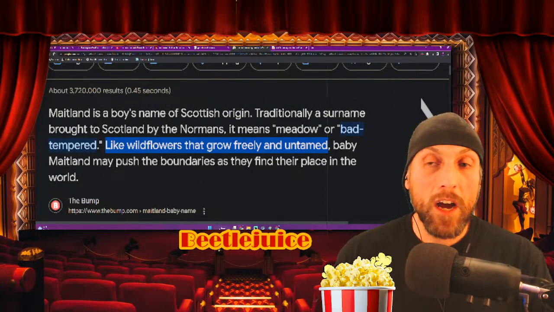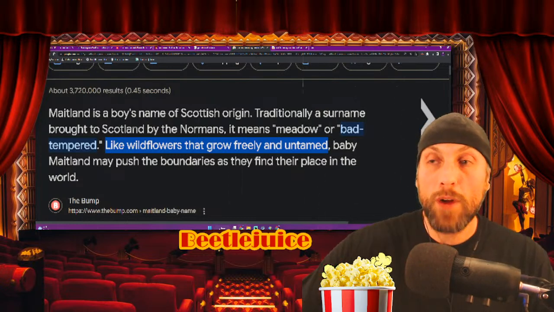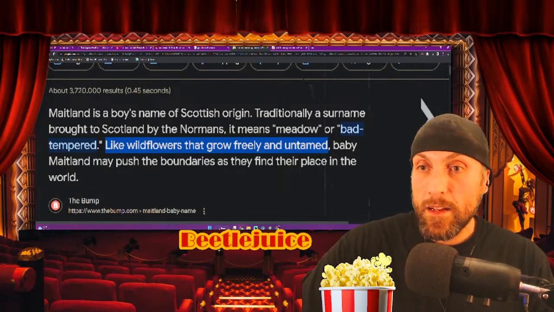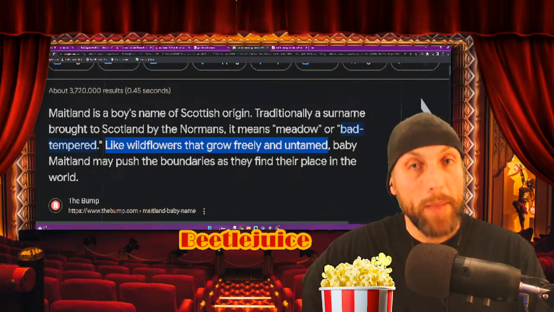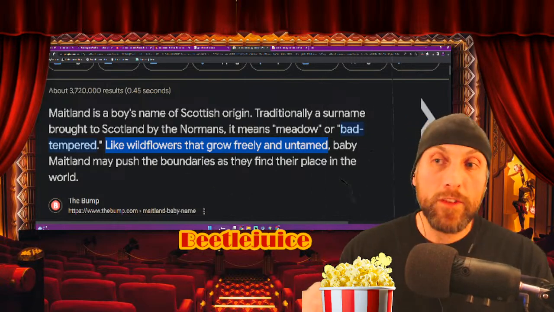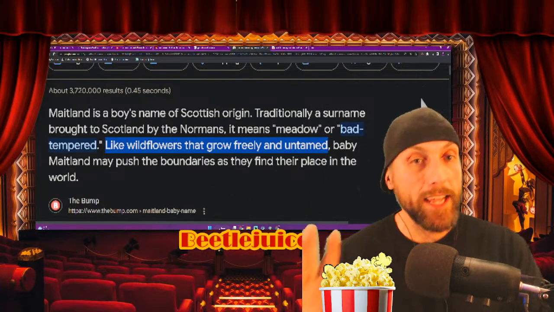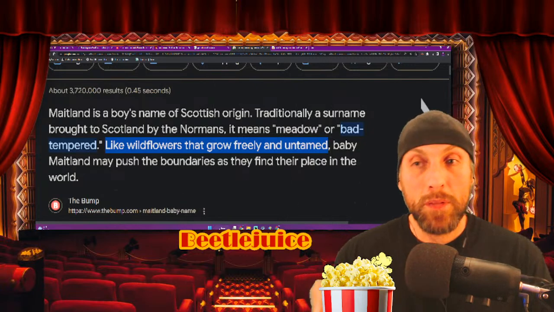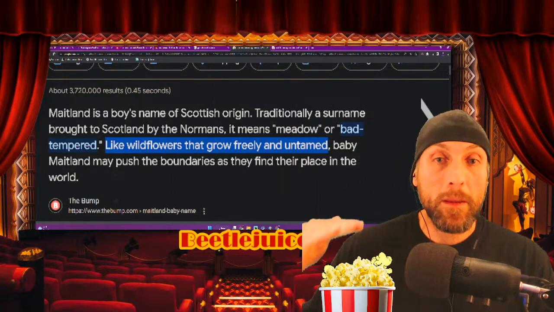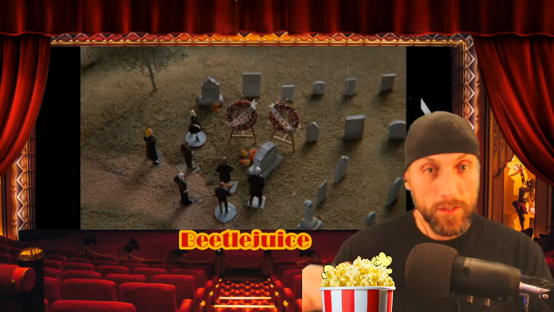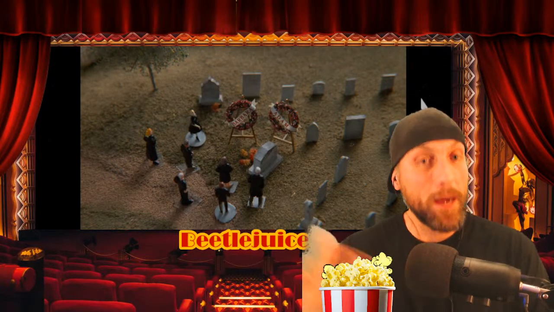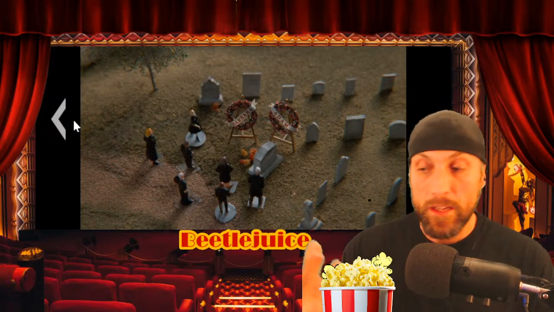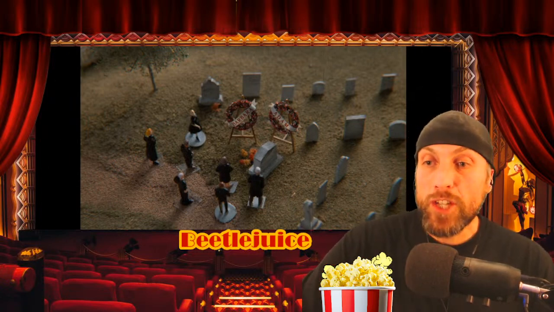Maitland is a boy's name of Scottish origin. Traditionally a surname brought to Scotland by the Normans. And basically it implies a meadow or bad-tempered. Here's where it comes from. It's like wildflowers that grow freely and untamed, just like all those things that grow in a meadow. So their last name implies those who are from an untamed meadow, or a meadow that is a wilderness, or a valley that is untouched by man, right? Just like they're representative of Adam and Eve, basically, or people who live at the garden, or the place of the garden.